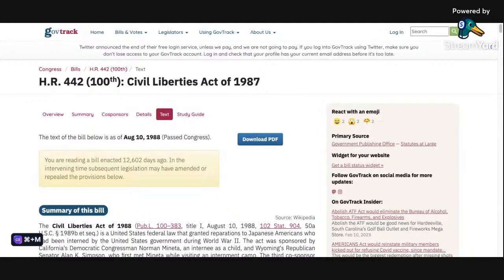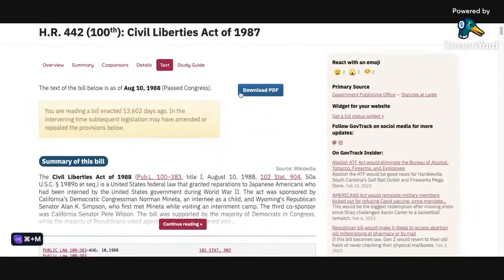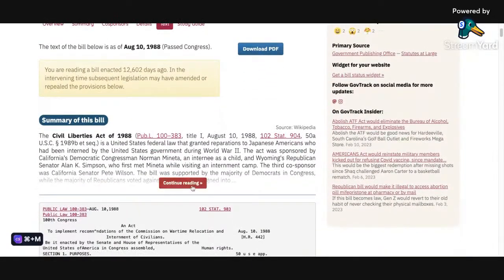So this is the bill. It's called the Civil Liberties Act of 1987. I'm going to go through the law and the bill. I'm not going to read both. The law is based on the bill, right? So I'm just going to read through what became law. And I just want to show y'all you can actually look at the bill and the bill history.